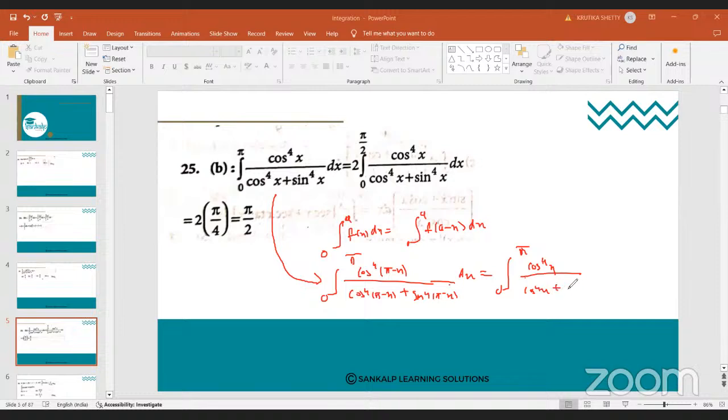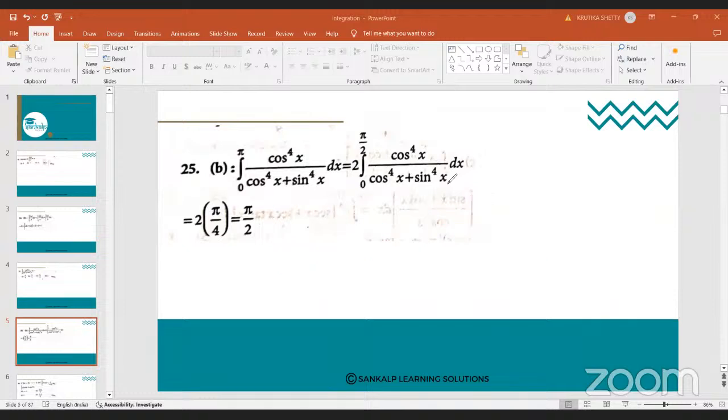And then this is again sine raised to 4x. So when we are adding equation 1 and 2, we are getting 2 times this. So you need to make use of this property and simplify. Next.